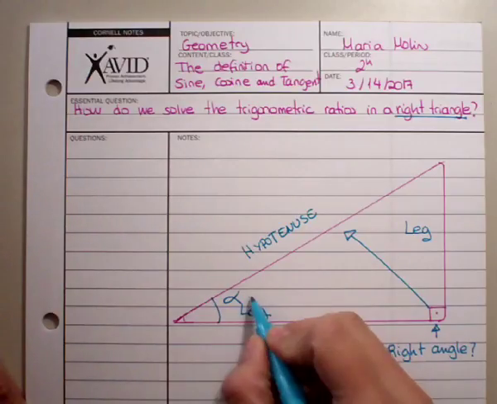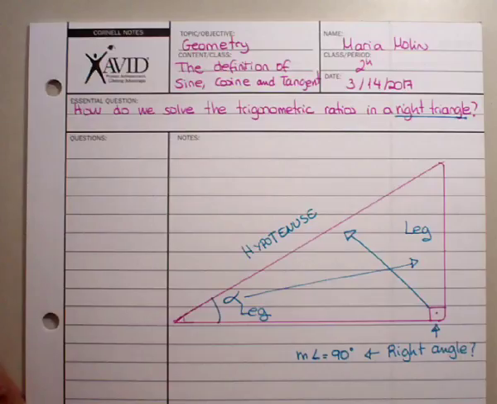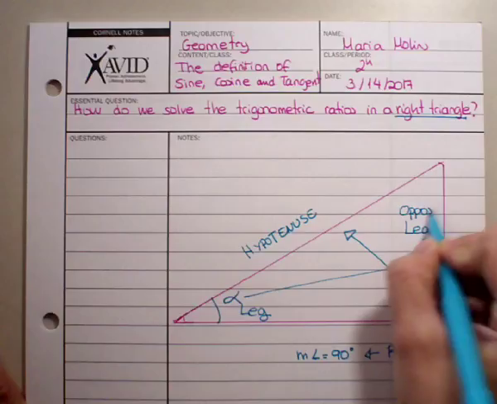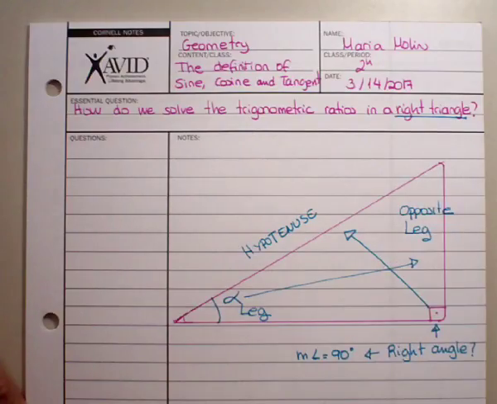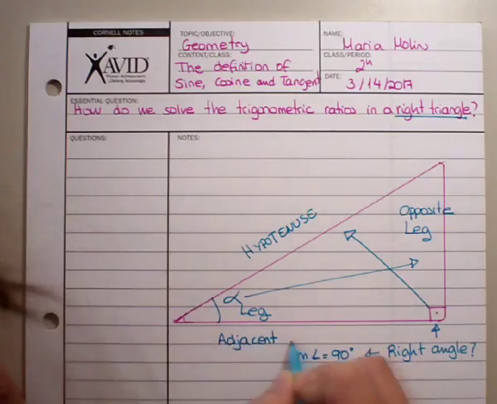That means the leg that is in front of that angle is going to be the opposite leg. Then the one that we have left, in this case here at the bottom, is the adjacent leg.